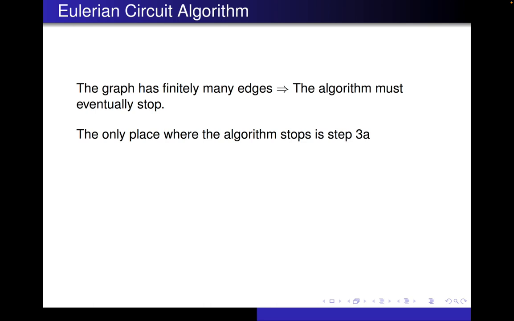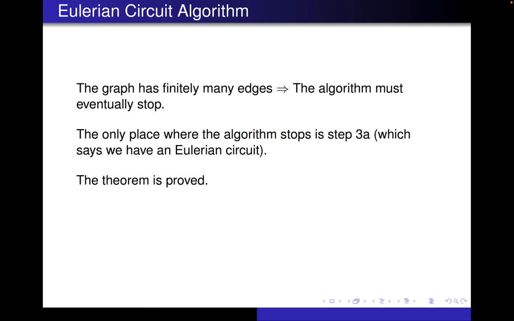I'm calling it step 3a, and if you don't remember what that is, it's where we asked, have we covered every edge of the graph? If the answer is no, we go back through the loop. But if the answer is yes, then we stop. So what that means is if we stop, which we must since we only have finitely many edges, the only place that we could stop is when we have an Eulerian circuit, when we have a circuit that contains all the edges, which proves our theorem.